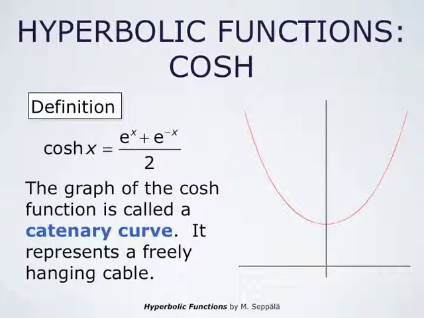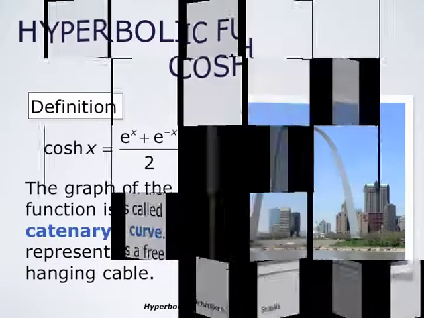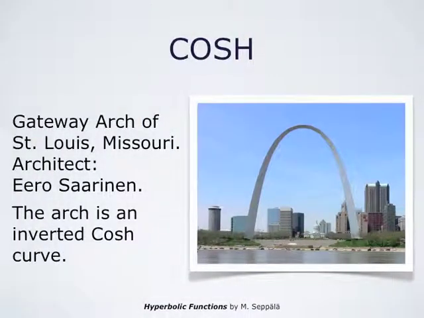This has also been used by architects. The Gateway Arc of St. Louis, Missouri is a famous example. The architect Eero Saarinen used an inverted hyperbolic cosine curve to design this Gateway Arc.